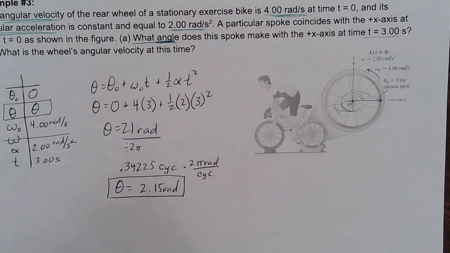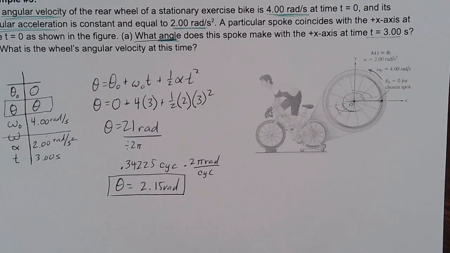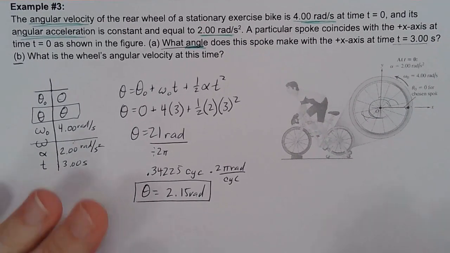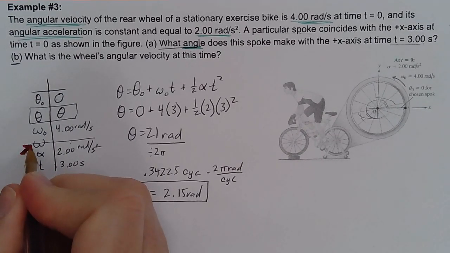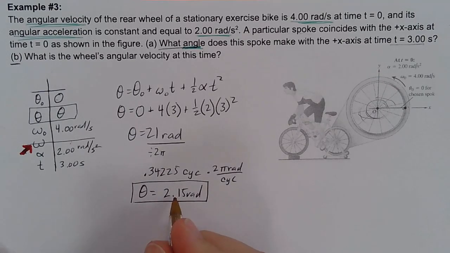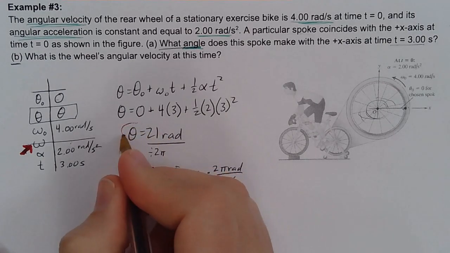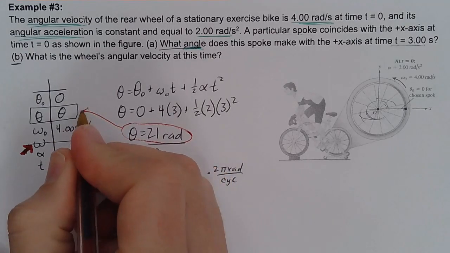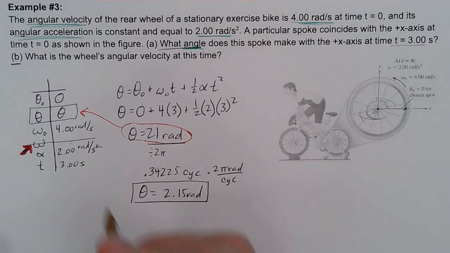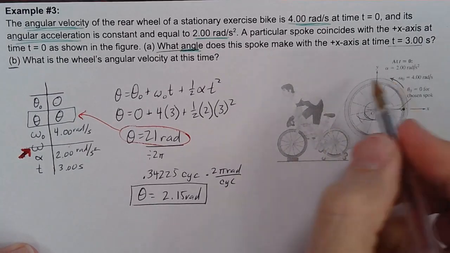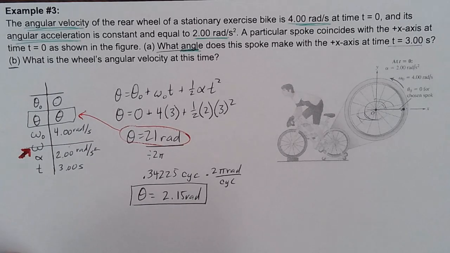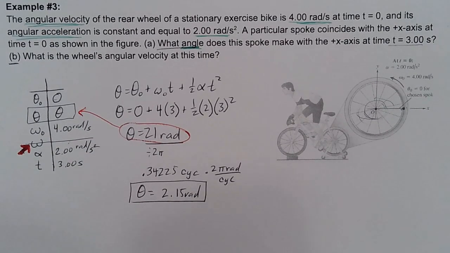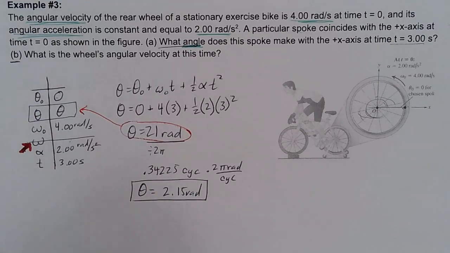Now, part B is, what is the wheel's angular velocity at this time? Well, that is now asking me to find this guy right here. Now, I know that the theta now is going to go here, because that's how far it's rotated, in this direction because it's spinning this direction. So that 21 radians can go into that theta right there. And so now I just need to find the angular velocity. Now I'm solving for that omega.